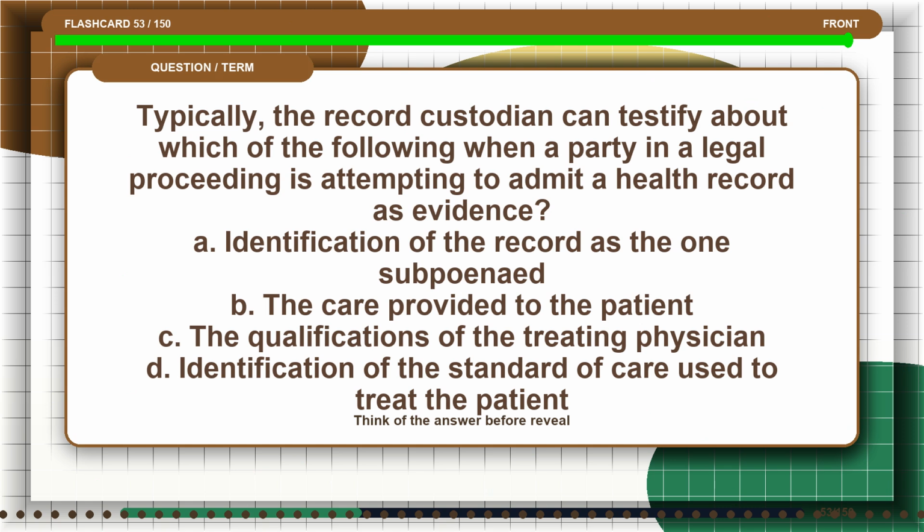Flashcard 53. Typically, the record custodian can testify about which of the following when a party in a legal proceeding is attempting to admit a health record as evidence? A. Identification of the record as the one subpoenaed. B. The care provided to the patient. C. The qualifications of the treating physician. D. Identification of the standard of care used to treat the patient. Think of the answer before the reveal.